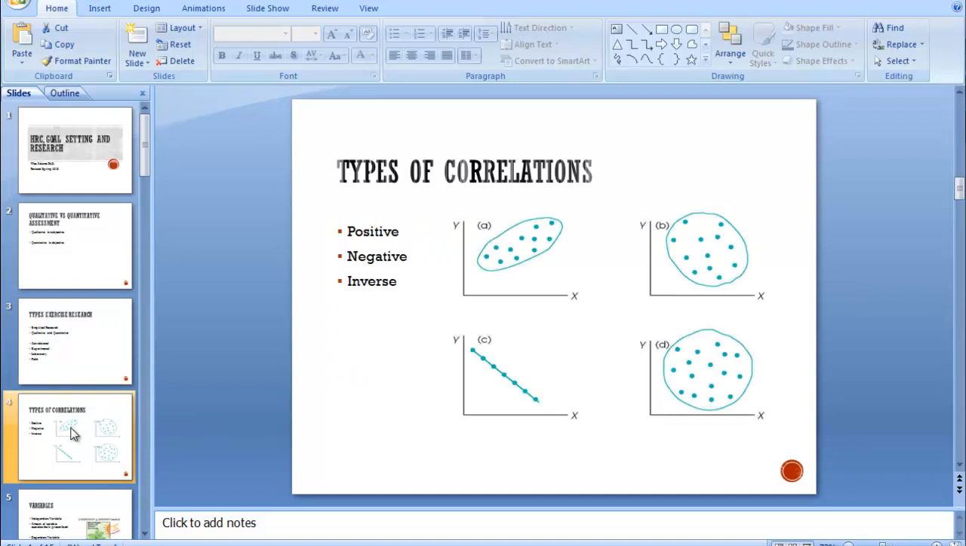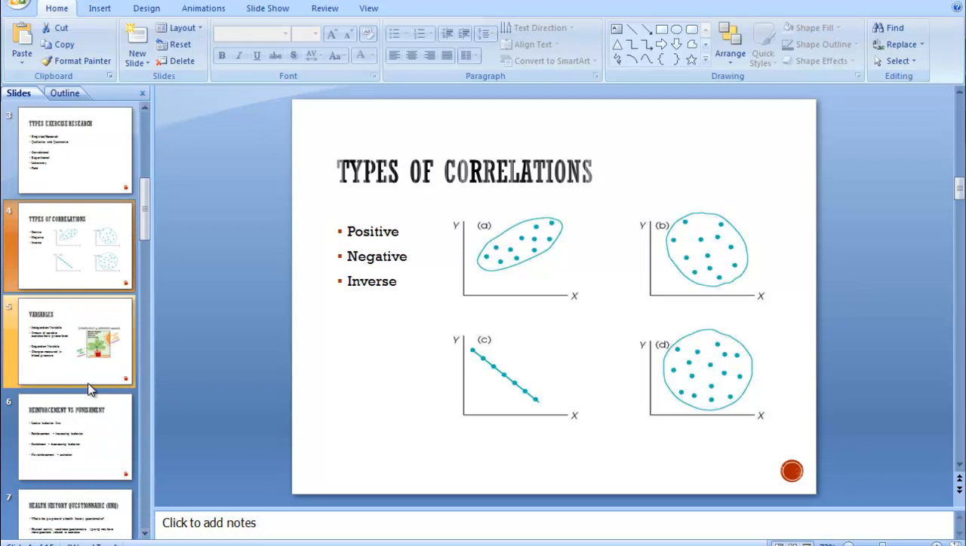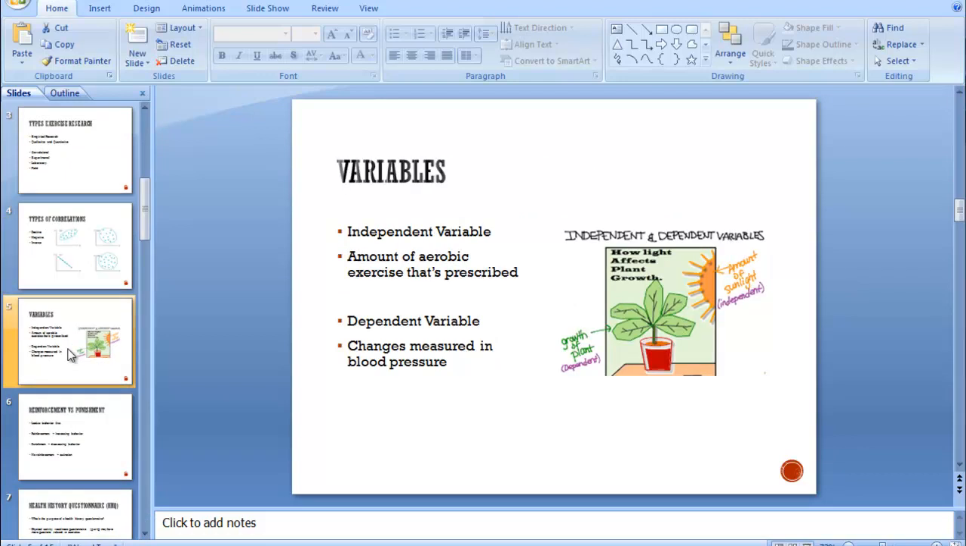So types of correlations. You have positive, so as one set of numbers goes up, the other goes up in the corresponding direction. Then you have negative, so they both go down in the same direction. And then you have inverse. As one goes up, the other goes down, or vice versa. So those are all used for prediction. So if we're looking at correlations, that means we're trying to predict how somebody's going to perform if we're thinking about exercise.